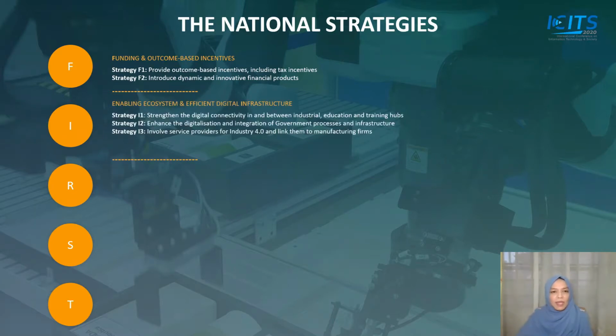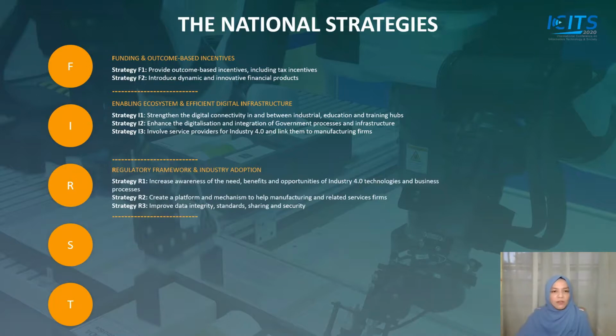I for enabling ecosystem and efficient digital infrastructure. Strategy I1. Strengthen the digital connectivity in and between industrial, education and training hubs. To remove connectivity bottlenecks in adopting Industry 4.0 technologies. Strategy I2. Enhance the digitalization and integration of government processes and infrastructure along supply and manufacturing value chains. Strategy I3. Involve service providers for Industry 4.0 and link them to manufacturing firms. This is to help implement technologies, processes, and skill development.